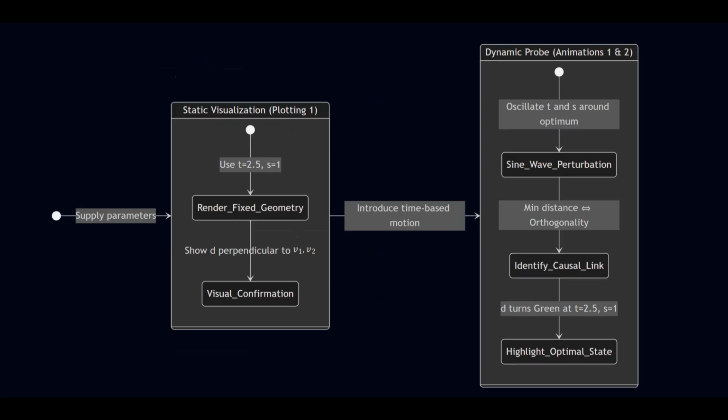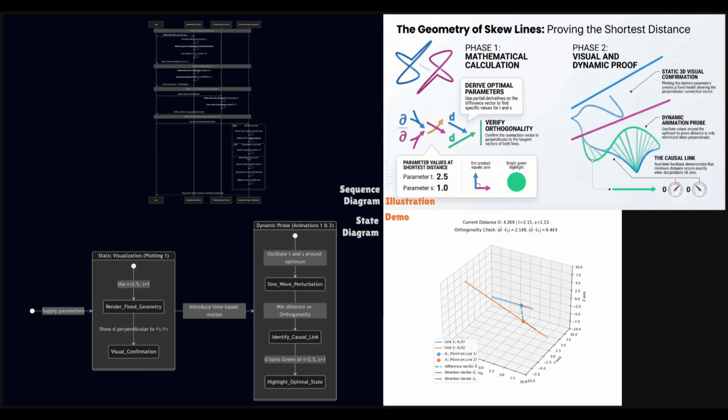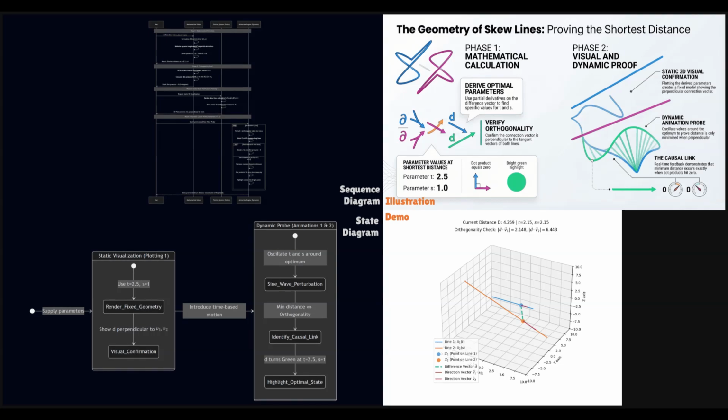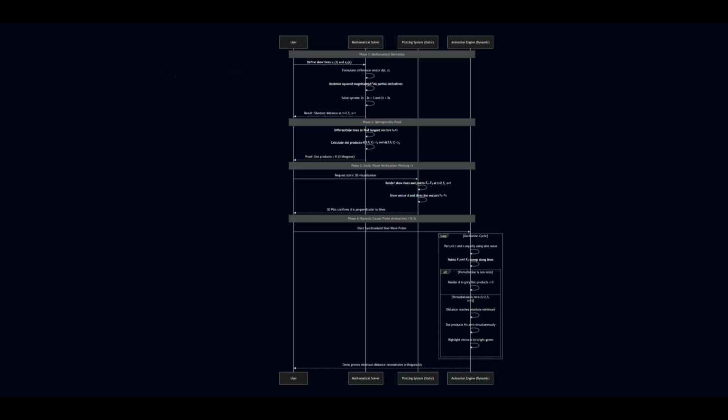The causal discovery. The climax of the exploration occurs at a single, recurring instant during the oscillation. When the movement reaches the exact coordinates identified in the initial analysis, the system identifies a direct causal link between distance and geometry. At this precise moment, 3 events coincide.